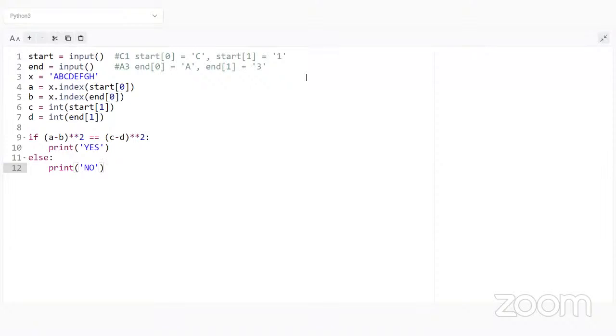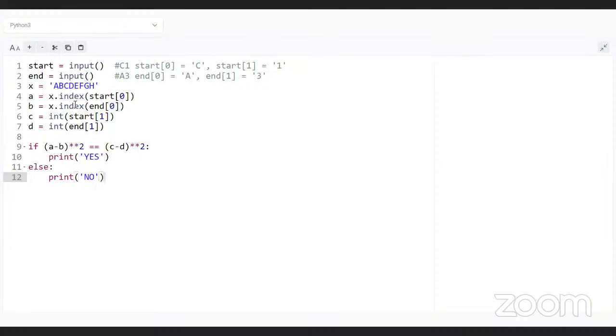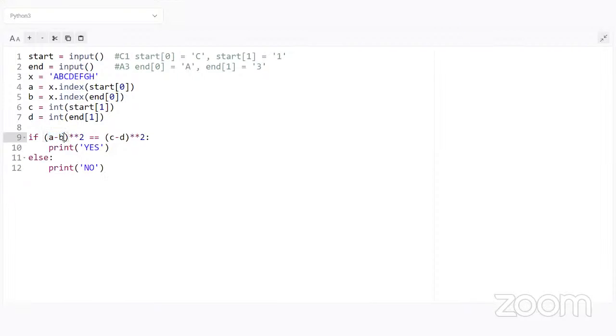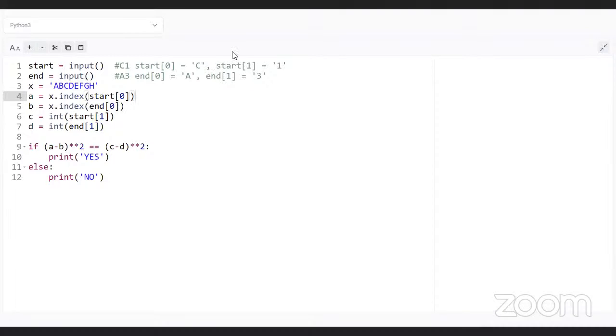Now did you understand why we took the index? The person was asking why I took the difference between x dot index of start of 0 and x dot index of end of 0. Anyway, I'm doing the difference here. I could have done it there, but it's the same thing. It looks simpler and self-explanatory. Understood, clear, right?